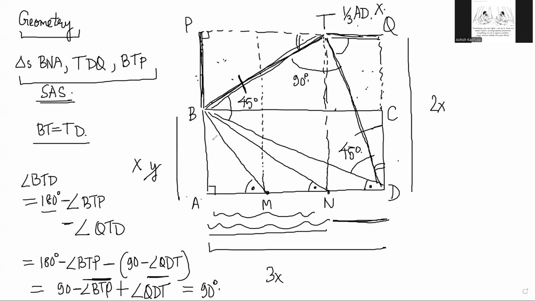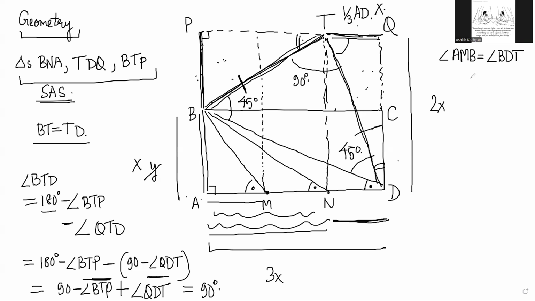The AMB, notice that that is going to be 45. This is X and this is X. So AMB can be replaced with BDT, right?